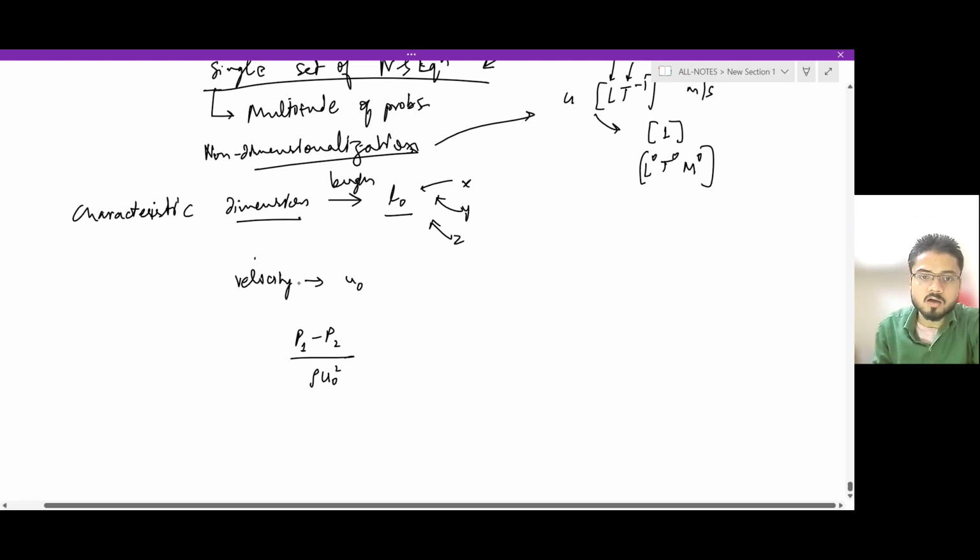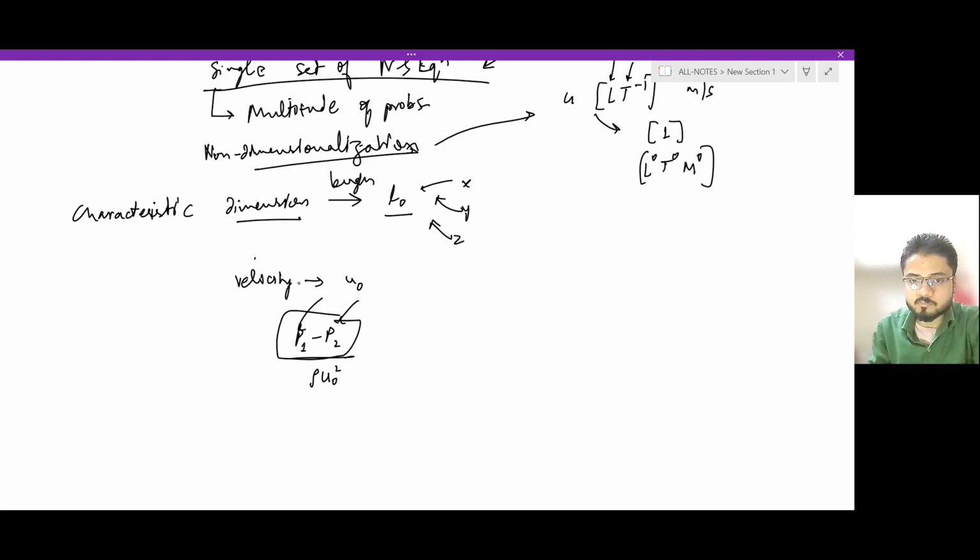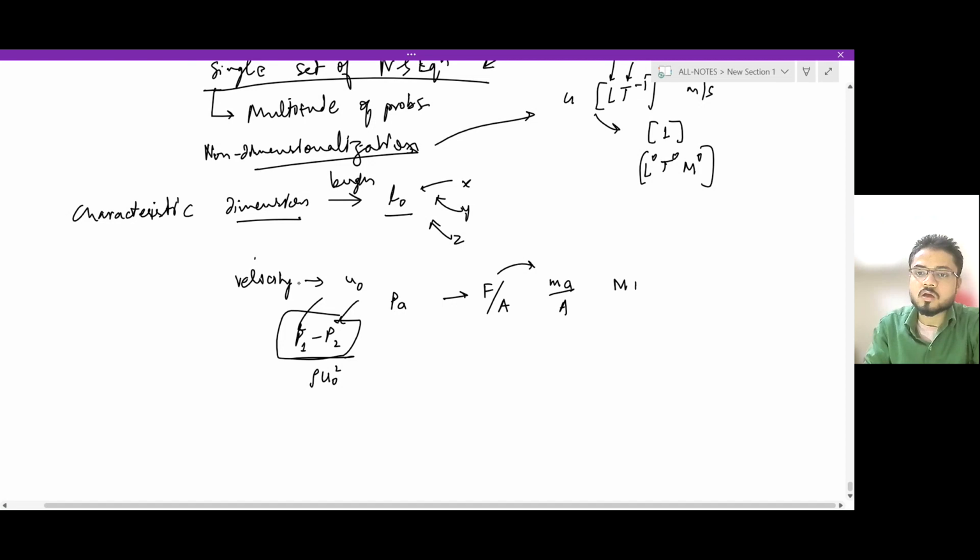Now, how did this come? P1 minus P2, assuming that both of these are pressures. The unit of pressure is Pascal. And how is Pascal defined? That is force per unit area. And how is force defined? That is mass times acceleration, divided by area again. So that is M L T^-2 over L^2, and this gives M L^-1 T^-2. That is your unit for pressure.